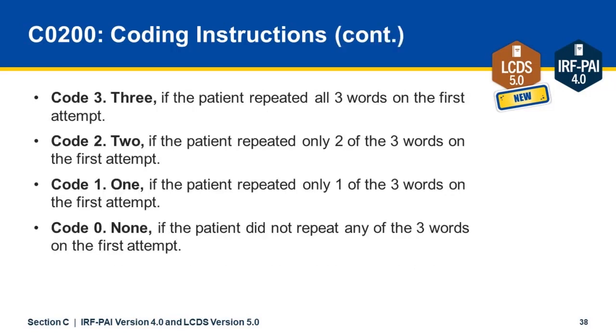So here are some coding response options for C0200, repetition of 3 words. Code 3, if the patient repeated all 3 words on the first attempt. Code 2, if the patient repeated only 2 of the 3 words on the first attempt. Code 1, if the patient repeated only 1 of the 3 words on the first attempt. And code 0, none, if the patient did not repeat any of the 3 words on the first attempt.